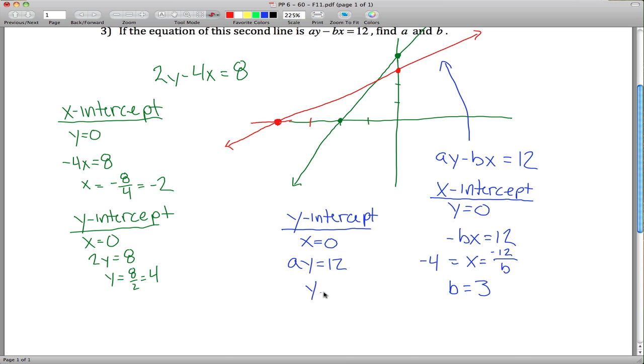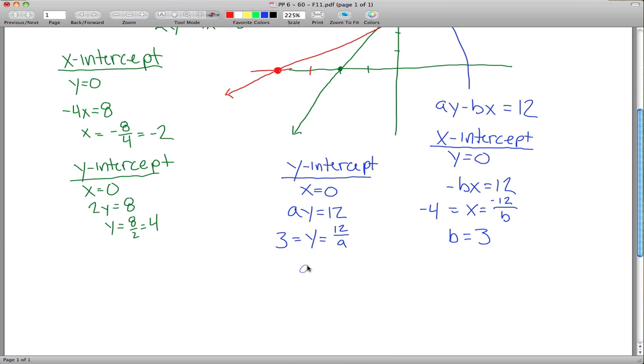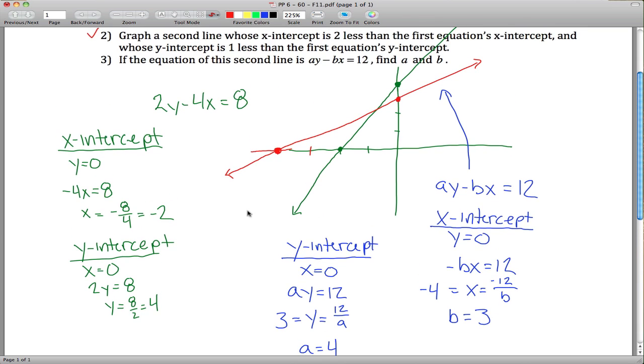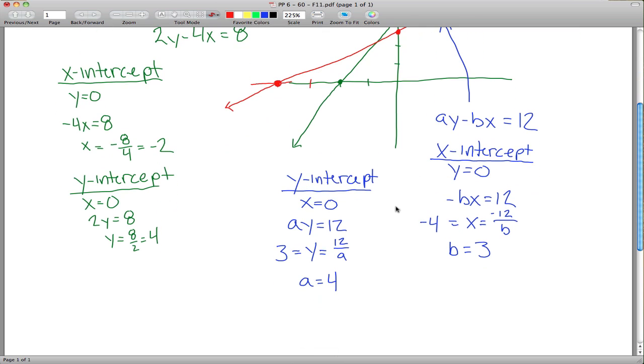So we could say y equals 12 over a. That answer has to be 3. So what does a have to be so that 3 equals 12 over a? Well, a has to be equal to 4. So for our third one, if the equation of the second line is that, find a and b. Got a here, got b here. So that's the end of this perfect problem.